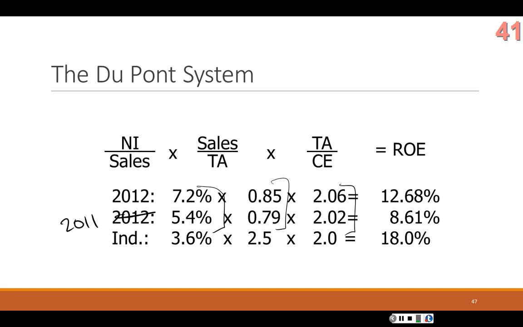If we compare this to the industry, we can see where our numbers are drastically different. In 2012, our profit margin was double the industry, but our asset turnover was less than half that of the industry.